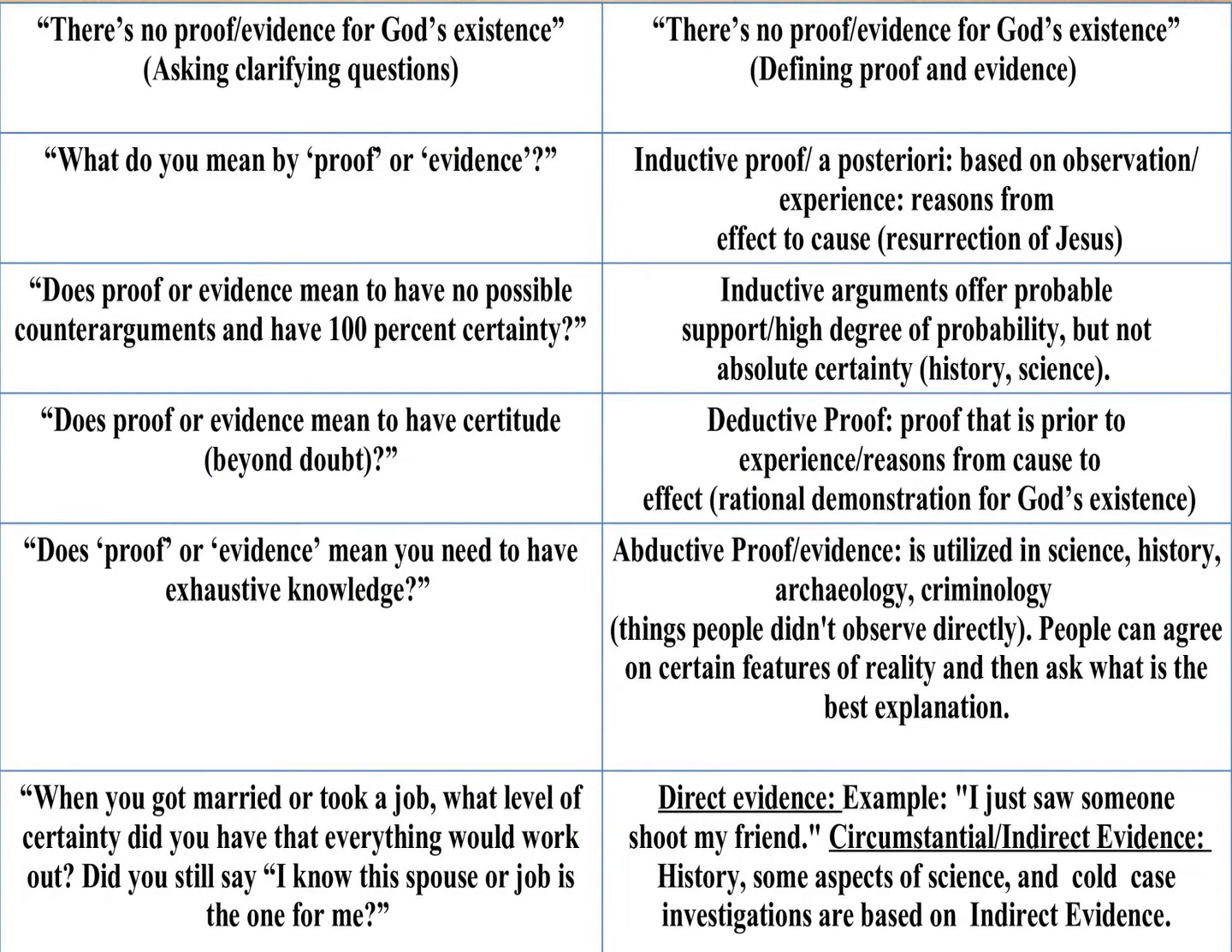And that's why when you look at this chart here, sometimes when people bring up these comments, you can respond. When they say there's no proof or evidence for God's existence, you can ask clarifying questions. What do you mean by proof or evidence? Of course, you could ask, does proof or evidence mean to have no possible counter-arguments and have 100% certainty? I'm down on the left side here on the chart, depending on which way you're looking at it. Or does proof or evidence mean to have certitude? That means that you have no doubts whatsoever. Or does it mean to have exhaustive knowledge?